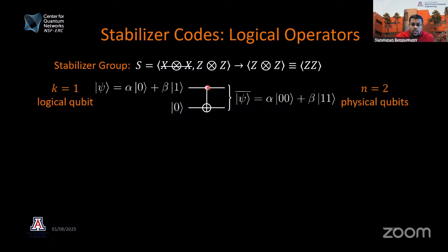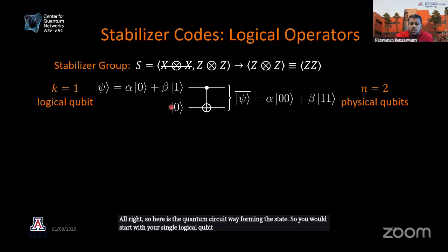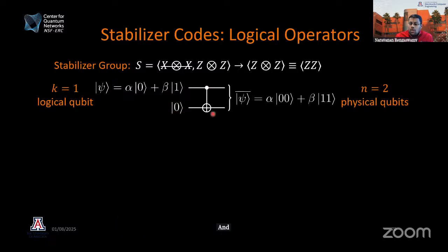All right, so here is the quantum circuit way of forming the state. So you would start with your single logical qubit and then introduce an ancillary qubit in the 0 state. And if you do a CNOT and follow the rules of a CNOT, you will see that you end up preparing the encoded state that you want.